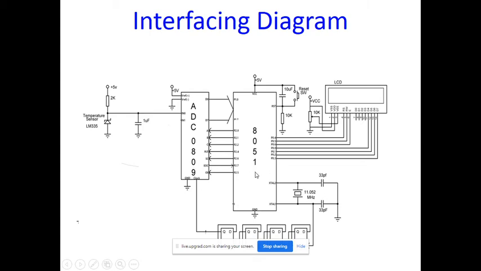Actually our CPU is operating at very high speed with 11.0592 megahertz, and the ADC is a peripheral which needs a low frequency, and that's why we are using a divide by n network separately. We are not using a separate clock signal. We are taking the signal from the same crystal frequency. Okay, in this fashion, I have just described the interfacing diagram.